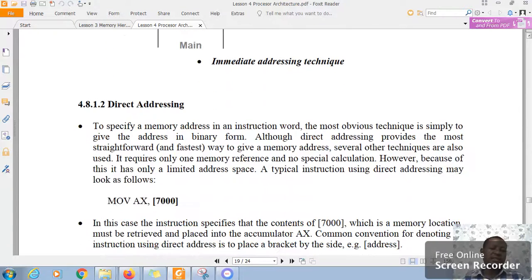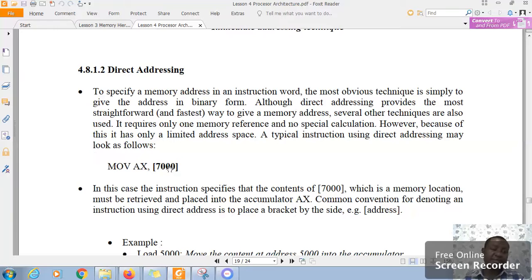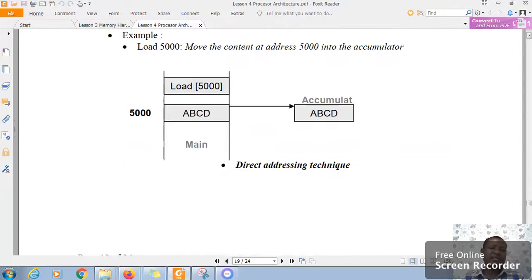Direct addressing is where we have the address itself specified, the memory address from where we are getting the value to the accumulator register specified. So that's the memory address. 7000 is not a figure; it's a memory address. Like in the example we had, whatever is stored in 5000 is ABCD. So is ABCD equal to the accumulator?